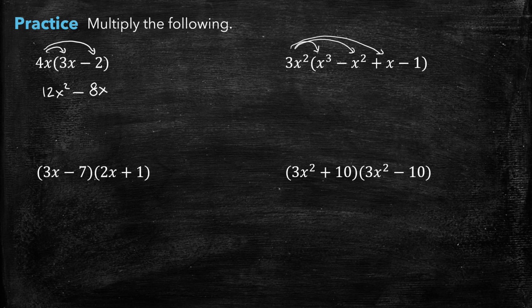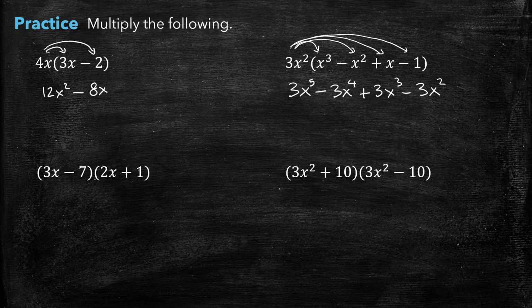All right, so we're going to be distributing 3x squared times x cubed. 3x to the 5th. 3x squared times x squared is 3x to the 4th, plus 3x cubed minus 3x squared.